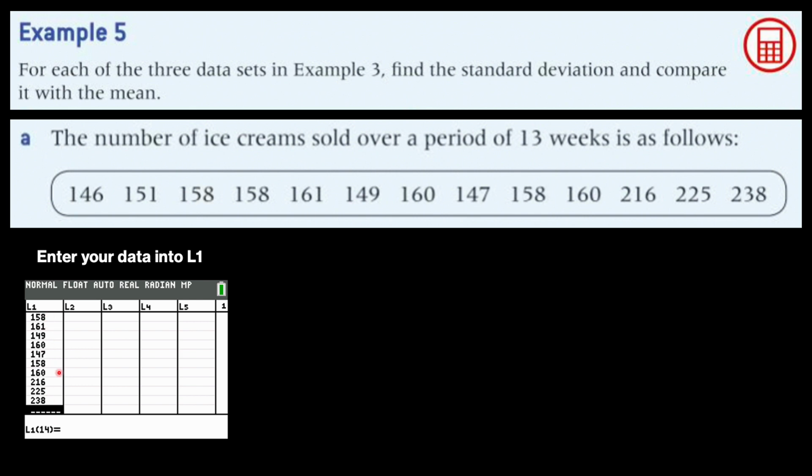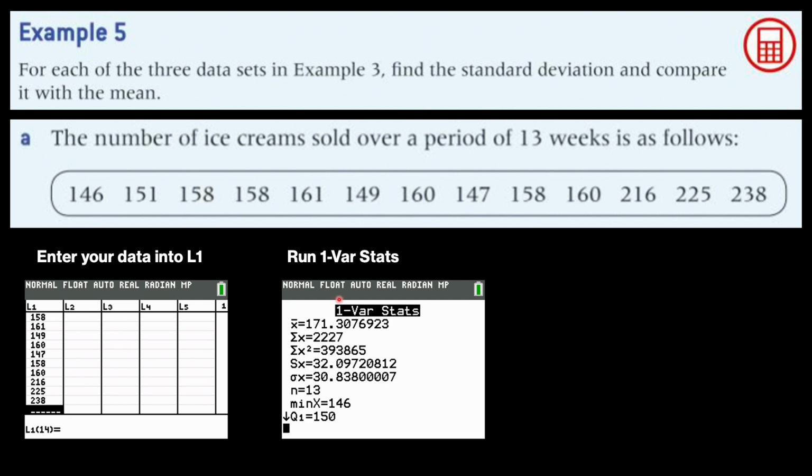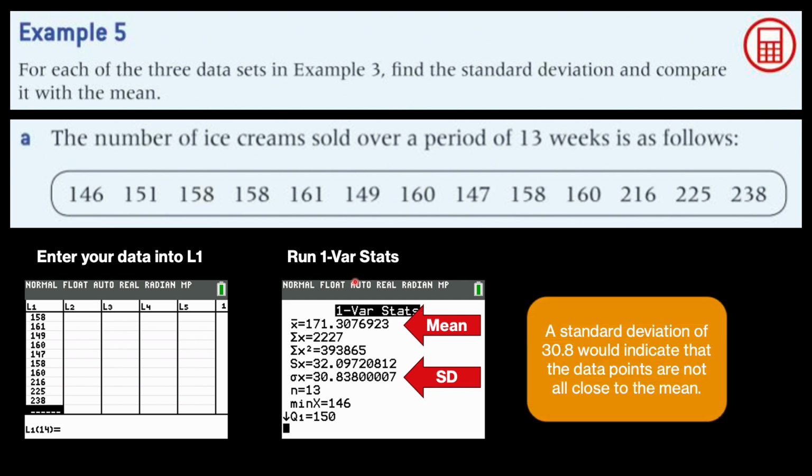Once we enter all our data into our list, we're going to run that one variable statistics. When we run that one variable statistics, and again, we learned that yesterday, it's going to tell us both the mean and the standard deviation. So right here is our standard deviation. A standard deviation of 30.8 would indicate that the data points are not all close to the mean. So not everything is close to the mean. Again, our mean is 171.